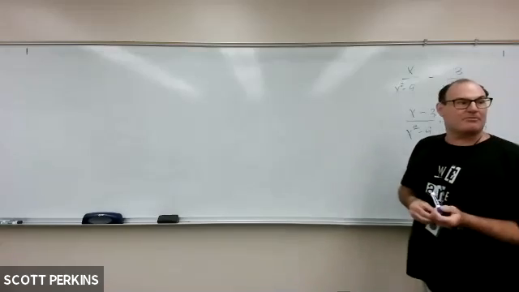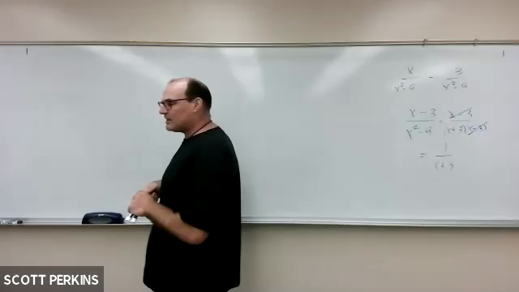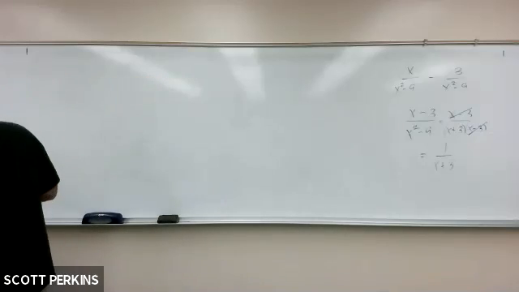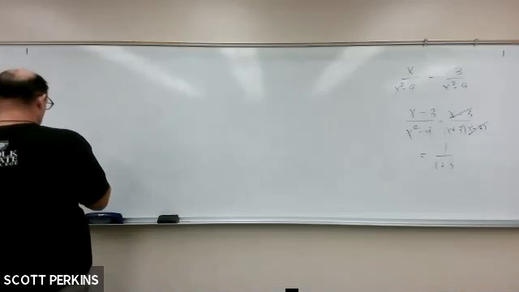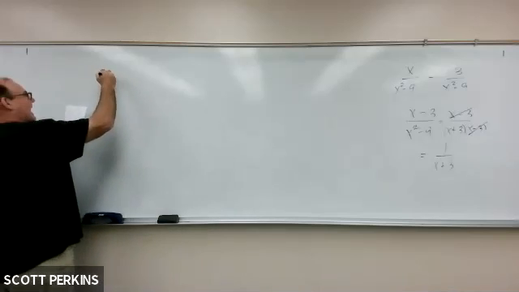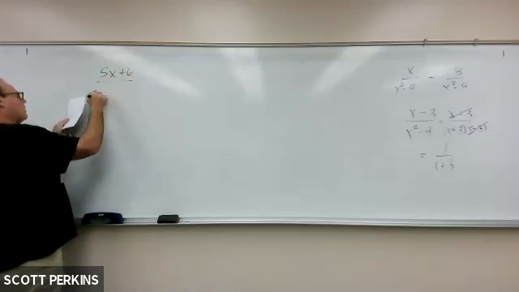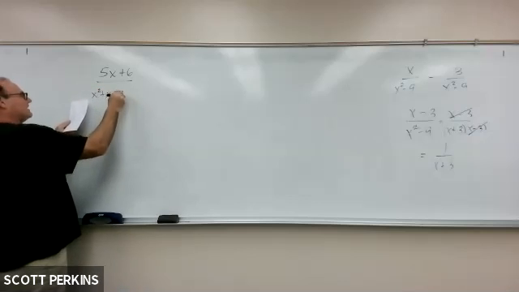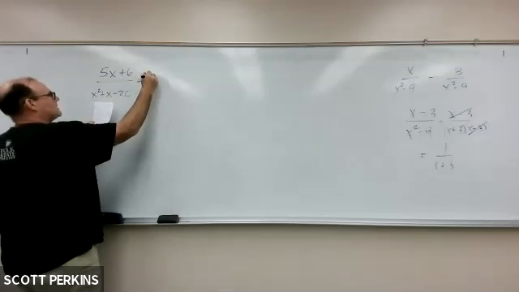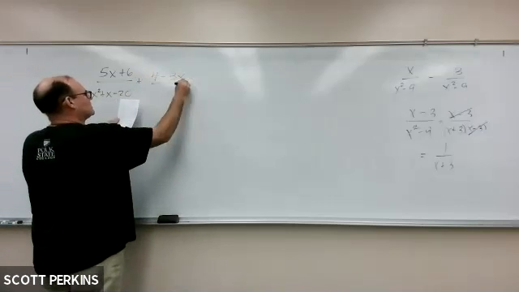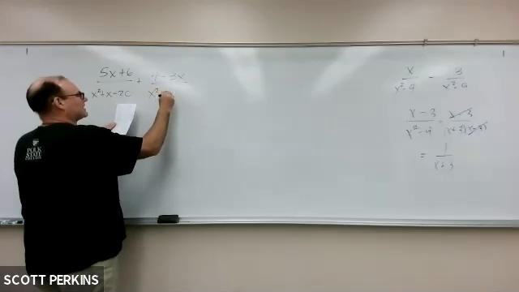All right, last problem for the day. Okay, it's one more addition problem with our like terms and our common denominators. So add this and simplify. I've got 5x plus 6 over x squared plus x minus 20 plus 4 minus 3x over x squared plus x minus 20.